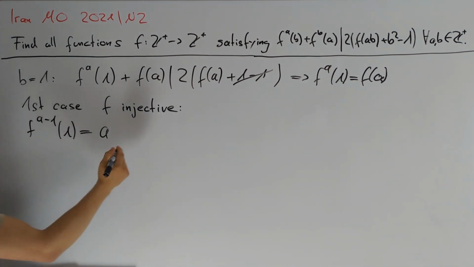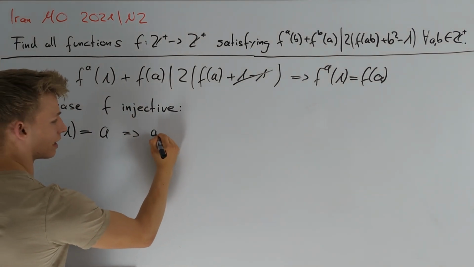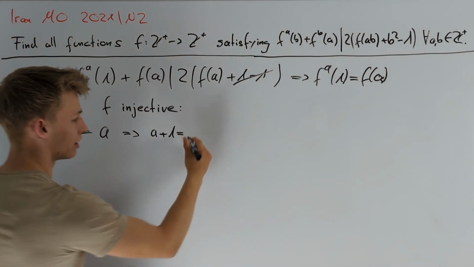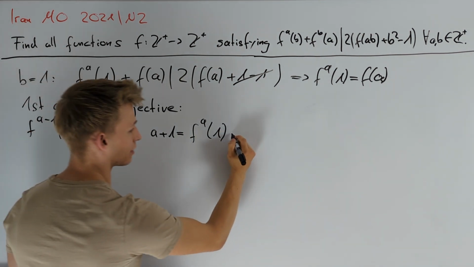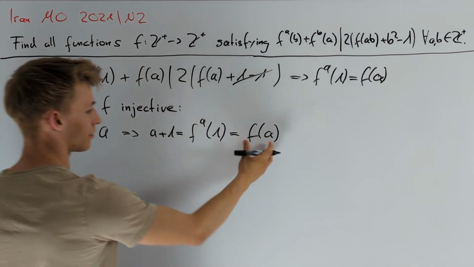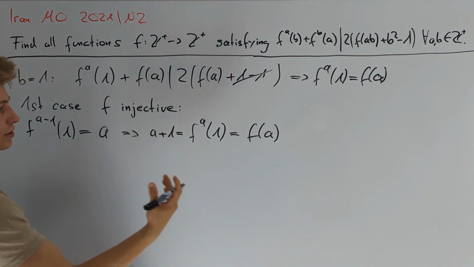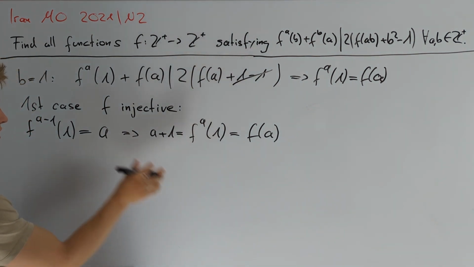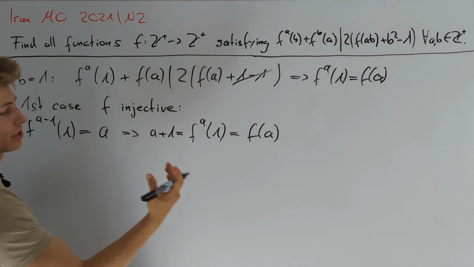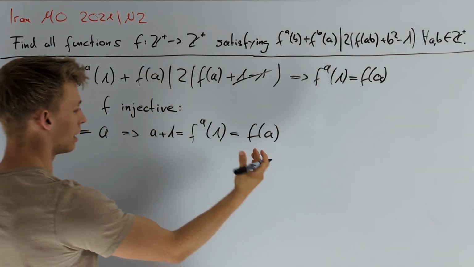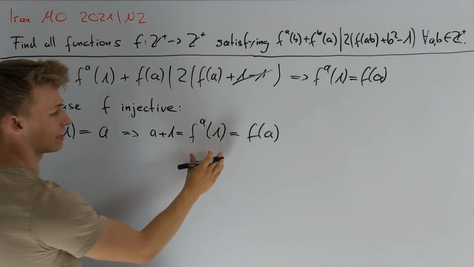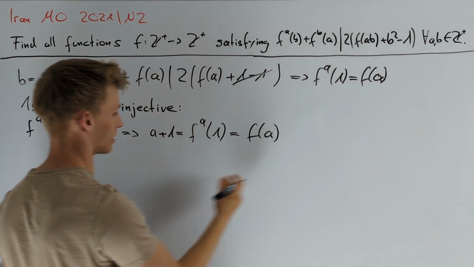This equation here immediately implies that also a plus 1 is equal to f to the power of a of 1, but we already know that this is equal to f of a. So f of a equals a plus 1 is our first possible solution and the only possible solution in this case. And we can easily check that this is a solution to our problem, and therefore we are done with this case. So let's write this down as our first solution and then consider our second case.